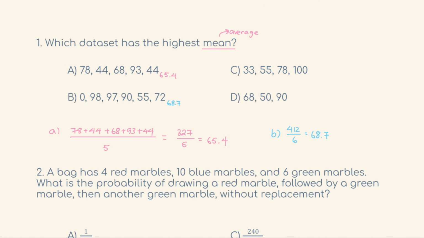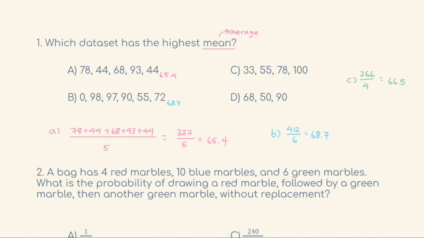Now let's try that again, but for C. So we're going to do 33 plus 55 plus 78 plus 100. For C, the sum I got was 266. And I'm going to divide by how many numbers are here? 4 numbers, right? 1, 2, 3, 4. Make sure you're counting correctly. So if we divide by 4, you're going to get 66.5.